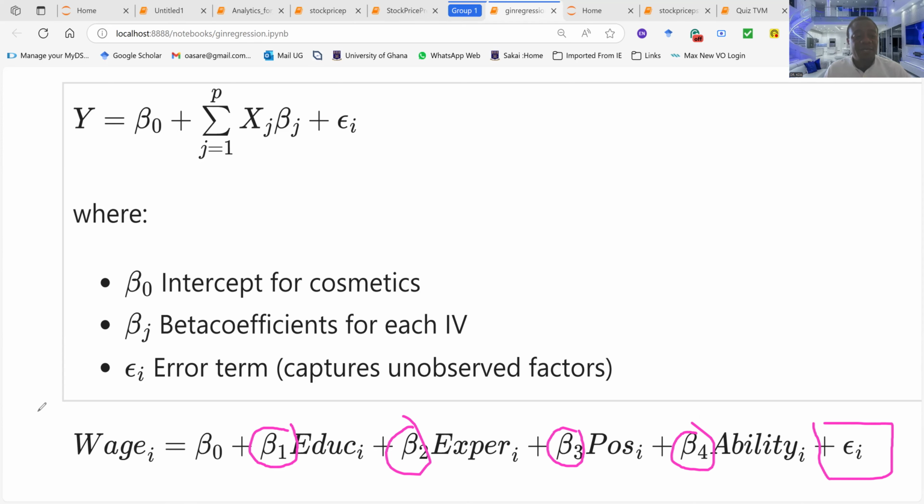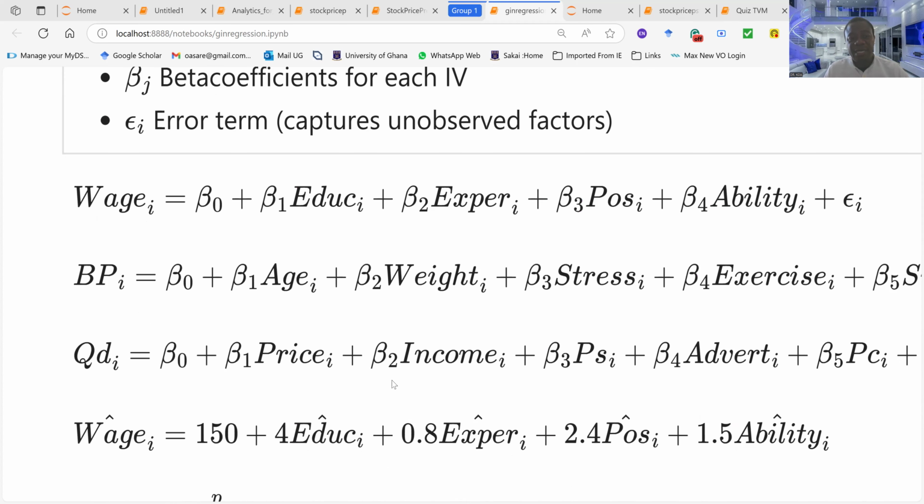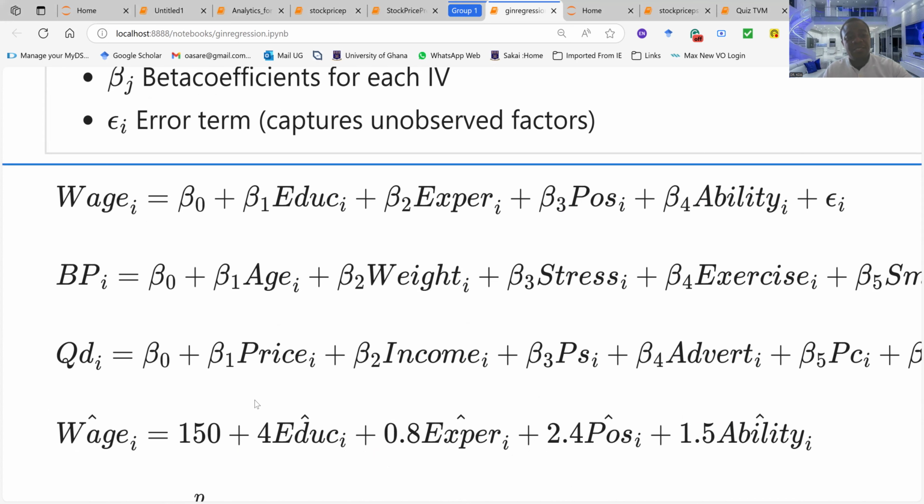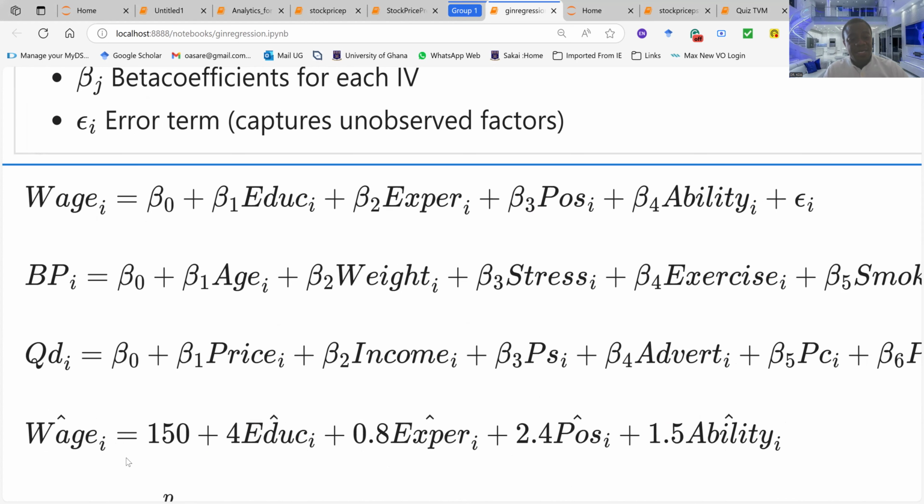In fact, I have an example here. I'm coming to now start asking you guys. So you can see the last one here. You can see that in this last one, the wage determination equation has numbers. So the beta naught has changed to 150. The beta 1 has changed to 4. And now you can see that we have caps on them, which means they've been estimated. And the error term is gone. There's no more error term at the end. That means that you have an estimated equation.